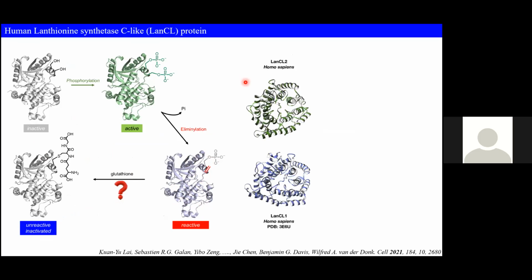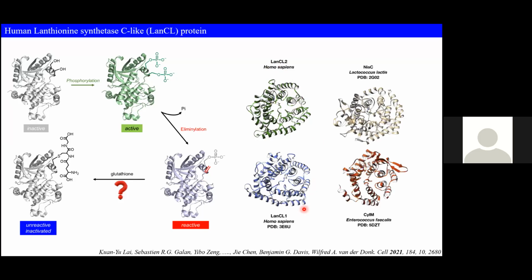Interestingly, at the same time, a collaborator from the United States solved a crystal structure of human lanthionine synthetase-like proteins. These LanCL family proteins exist in various organs and tissues in our body, predominantly abundant in our brain and heart. But ever since the discovery of these family proteins 20 years ago, scientists have still been trying to find their function. First of all, let's have a look at the crystal structures.